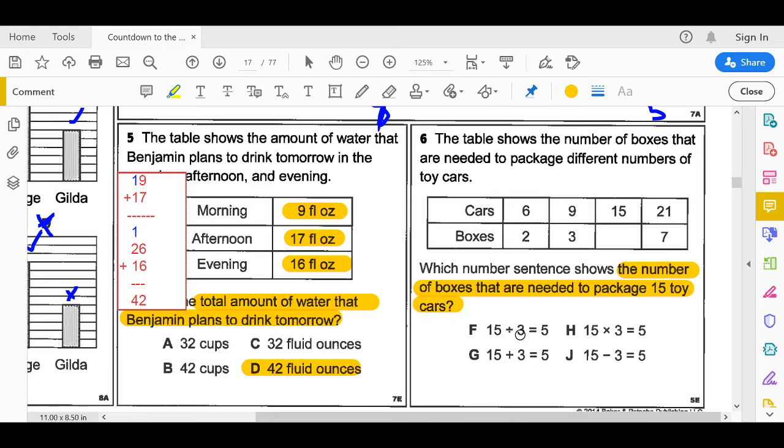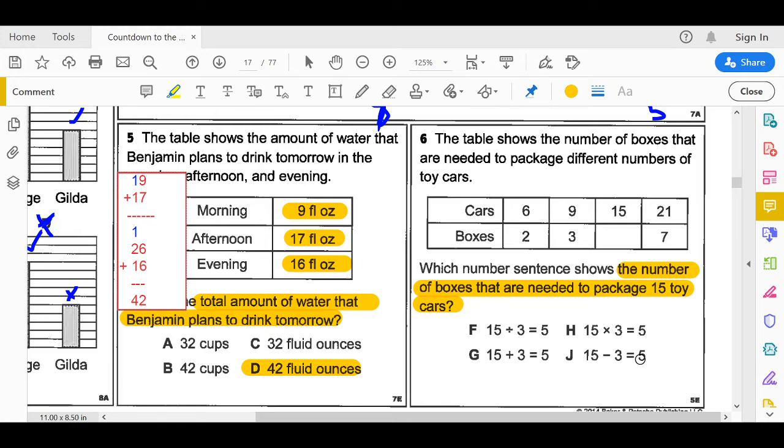And then we can see the 4 options. 15 divided by 3 equals 5. 15 plus 3 equals 5. 15 times 3 equals 5. And 15 minus 3 equals 5.